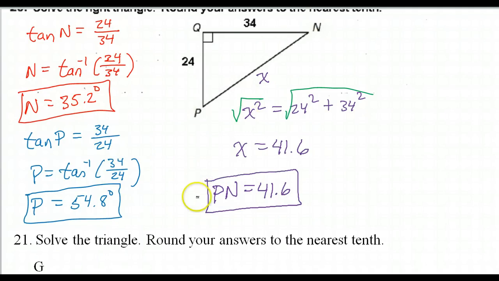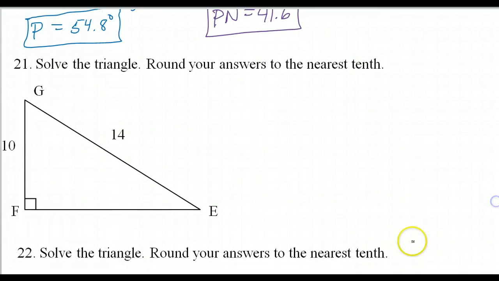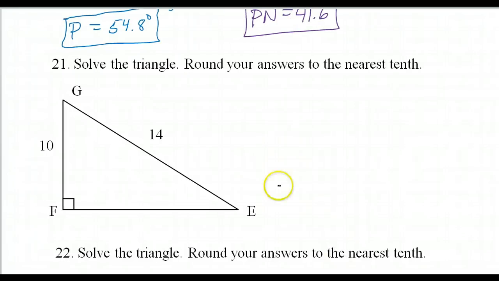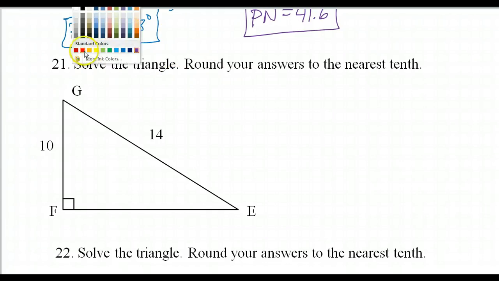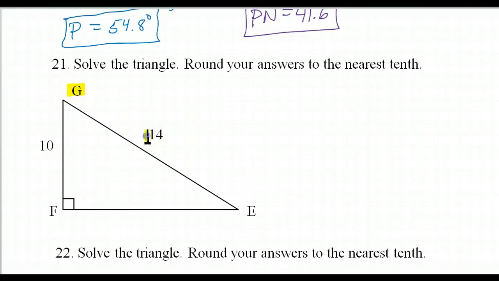So I found the three things. You're always finding three things when you solve a triangle. So let's do that again. Solving this triangle means finding three things. It's practically the same problem as before. So if I want to find angle G, I'm looking at G and the 14 and the 10. This is the cosine function.